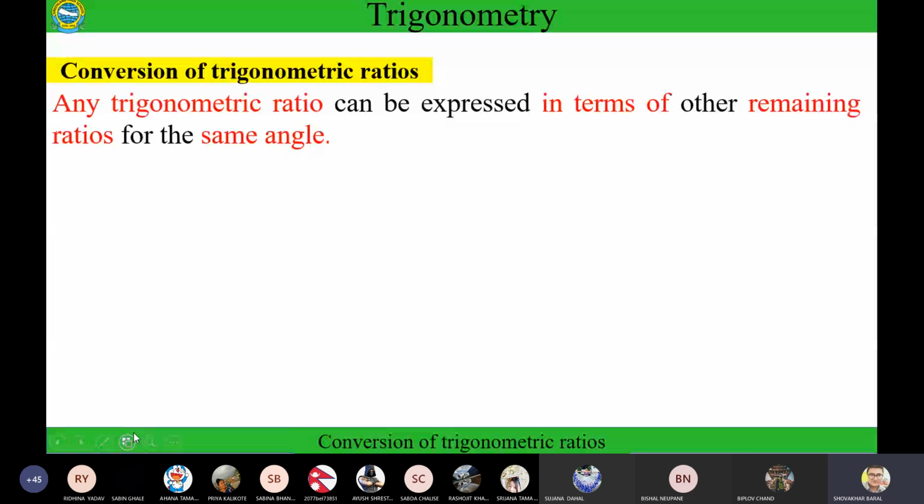Any trigonometric ratio can be expressed in terms of other ratios for the same angle. We have 6 different trigonometric ratios: sine, cos, tan, cot, sec, and cosec. I can express sine in terms of cos also. Similarly, in terms of tan, cot, sec, and cosec. We can convert the ratios here. We can express this ratio in terms of the other ratios but of the same angle.